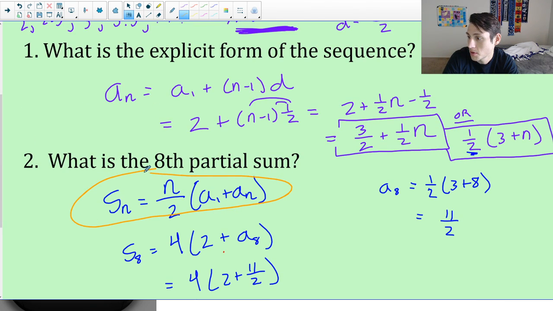Okay, so this is my partial sum formula for arithmetic. This is my arithmetic explicit form. So again, what is the difference between a sequence and a sum? A sum is just a sequence that you add up the terms. And so we could say like the 8th partial sum.